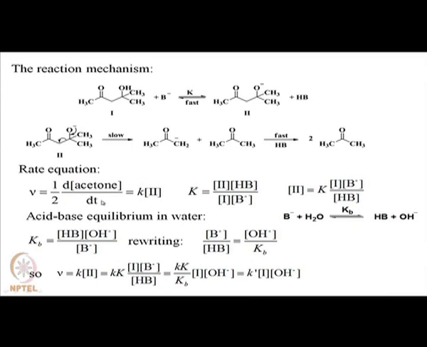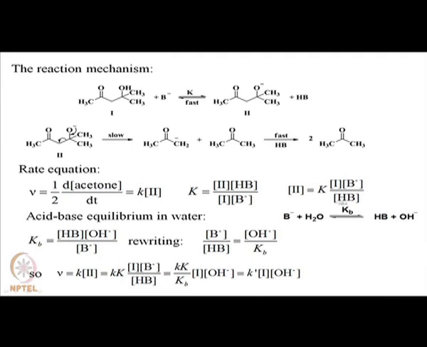Now, the rate of reaction is half d[acetone]/dt, that is the rate of formation of acetone, and ultimately if we follow these expressions, K equals K2 into [HB] divided by K1 into [B minus], and then the concentration of 2 will be, this one is 1, this one is 2.